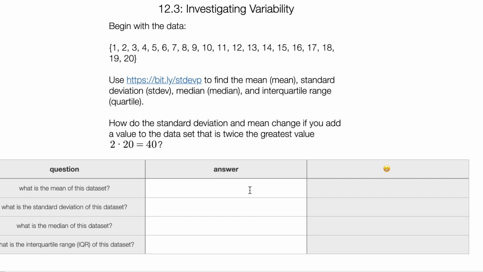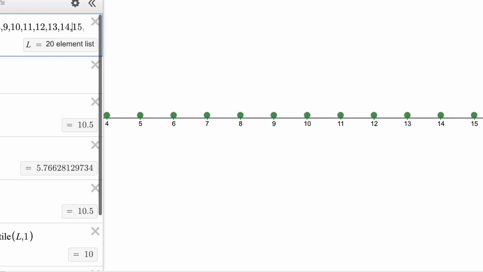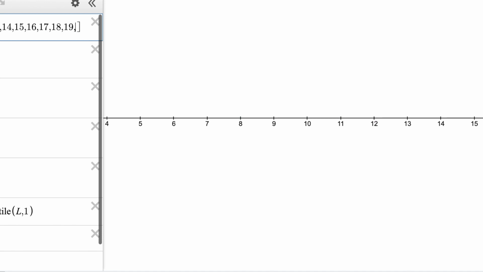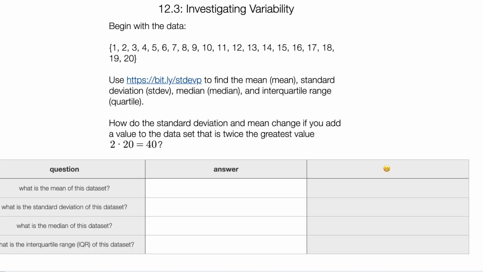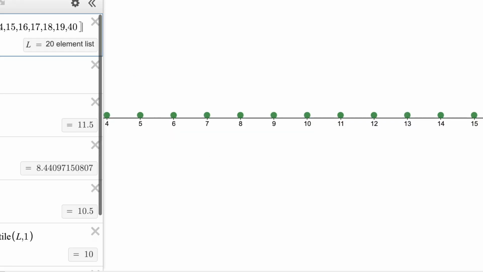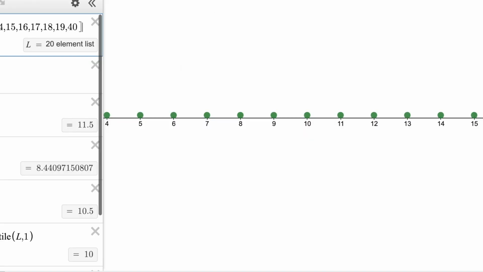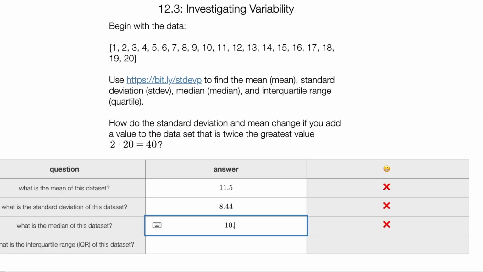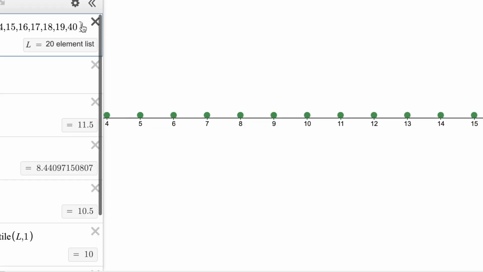So if we add 40 to the data set, we're going to go over here, and we're going to add 40 to the data set. All right, so our mean is 11.5. Our standard deviation is 8.44. Our median is 10.5. Oh, it's telling me wrong, so I must have done something wrong. Hold on. Let me go back.